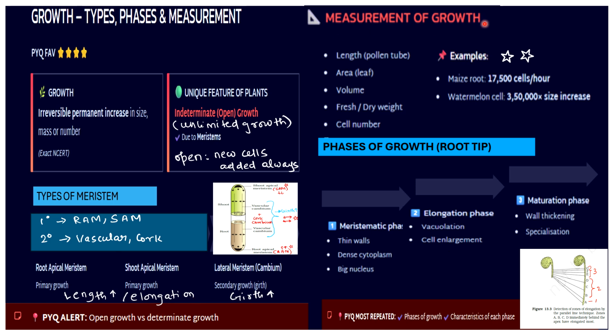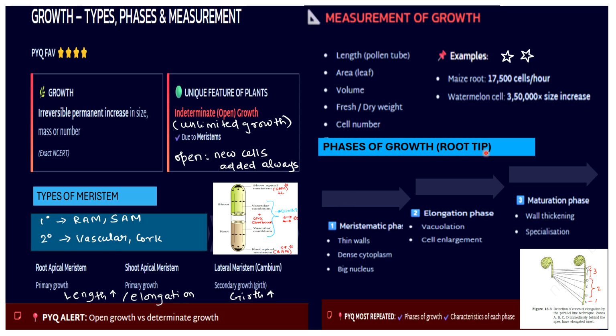Next, come to the measurement of growth. Growth can be measured with respect to increase in length in the case of a pollen tube. If you consider a leaf, then increase in area. Other parameters are volume, increase in fresh or dry weight, and increase in cell number. Then we have two most important examples: a cell of the maize root divides into 17,500 cells per hour. The number is very important here. And a watermelon cell increases in size by 350,000 times.